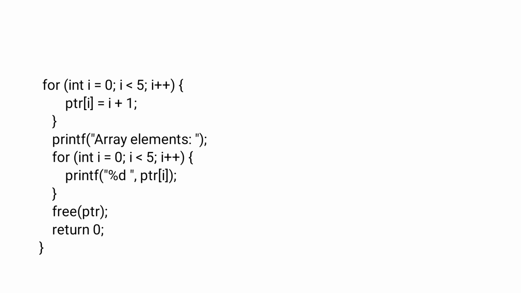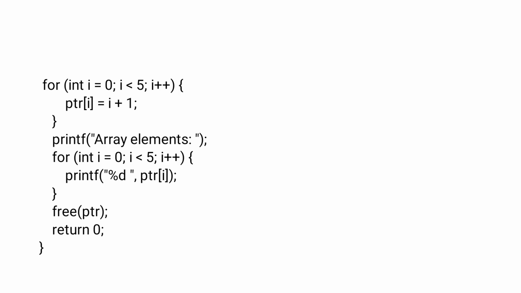So using this for loop, we have stored 5 values in 5 different memory locations. Different means ptr of 0, that is the 0th location, to the 4th location. Now we have stored the values. The values are 1, 2, 3, 4, 5. Next I am going to print those 5 values. So I want to display the array elements.